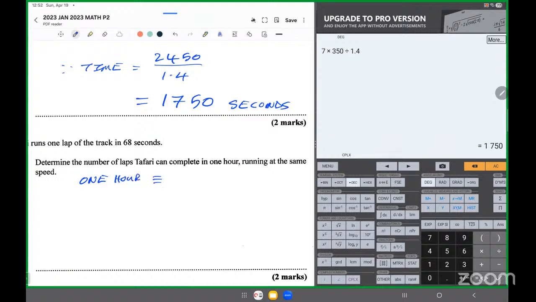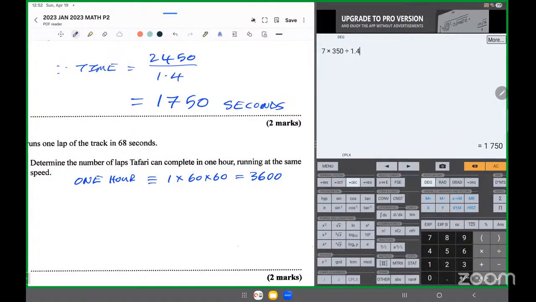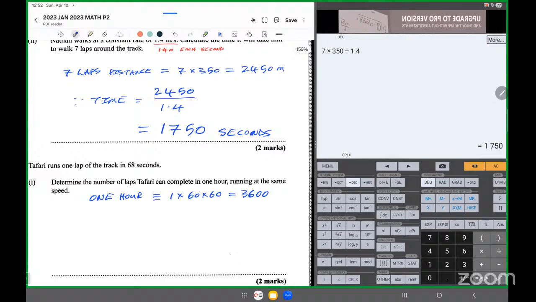is equivalent to how many seconds? It's 1 times 60 times 60, isn't it? Okay, 60 minutes first, and then each minute multiplied by 60 again, right? How much is that? 3,600 seconds.